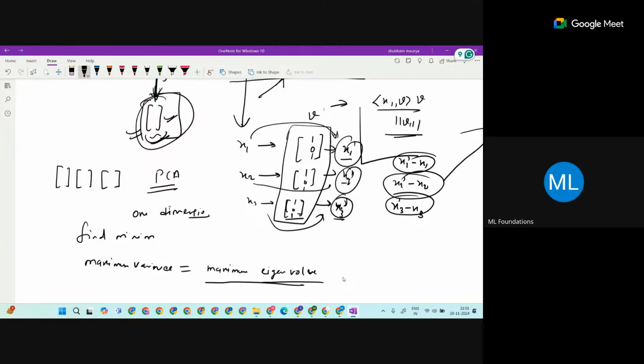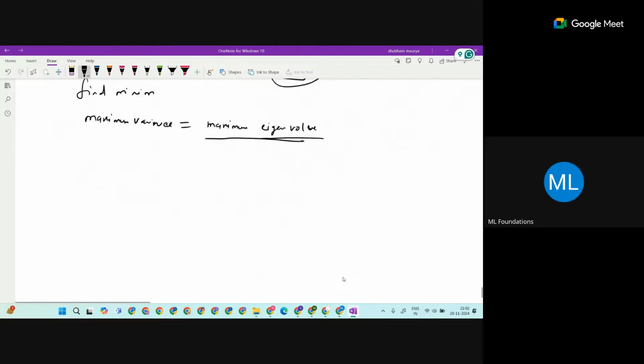So at least within one single NAT type question, it could be asked: suppose you have some data, find the maximum variance of the data. What you will do is find the matrix using this data, find its eigenvalues, and choose the maximum eigenvalue. That is going to be your maximum variance. Options could also be asked in an option type question.